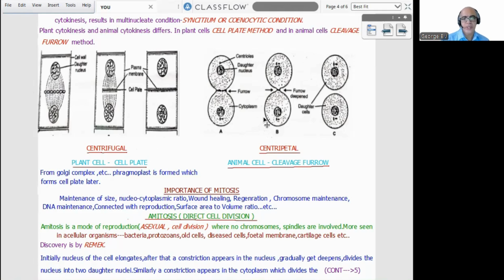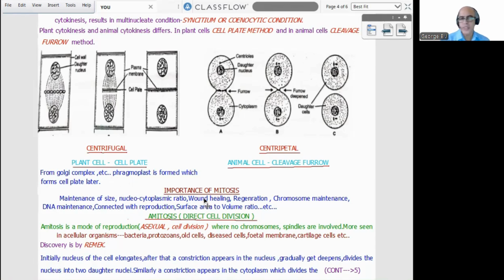So on the plant side, it is a centrifugal cell plate. On the animal side, it is centripetal, by a cleavage furrow. I think that idea is clear. Now, the plant cell plate: how does that plate formation take place? It is in connection with a structure called the phragmoplast that is formed, which forms the cell plate later.